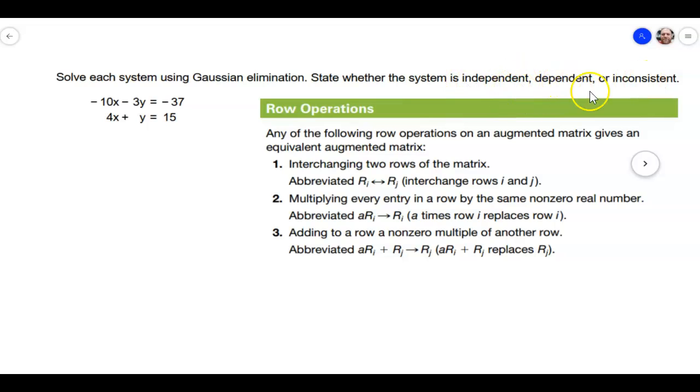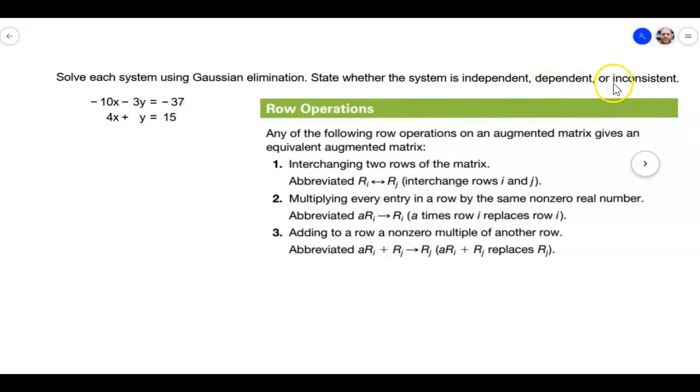So let me tell you what each of these three means. Independent means that I have exactly one answer for each of my variables. So for example, x equals 2 and y equals 1 would be an independent system. A dependent system is when I have an infinite number of solutions, and that happens when these actually end up being the same line. Because these are both lines in standard form, if these end up being the same line, then they have an infinite number of points in common with each other. So there's an infinite number of solutions.